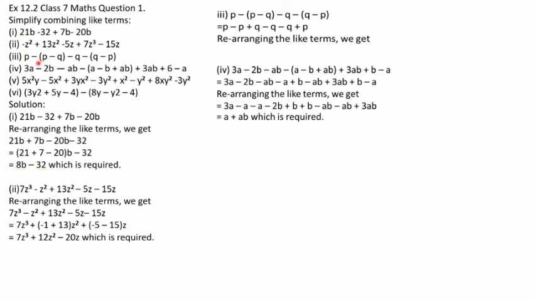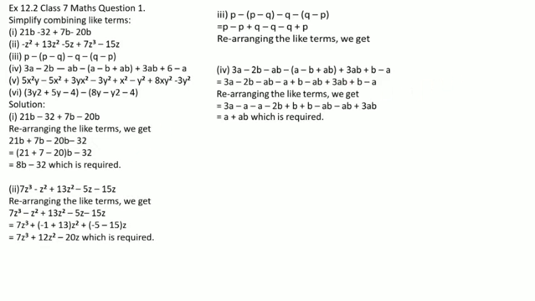The second one is 7z cube minus z square plus 13z square minus 5z minus 15z. Now rearrange all these like terms together and then simplify. 7z cube is the only one term, leave it as it is. Then negative z square plus 13z square, take it together. Now let me show you how I have taken this.